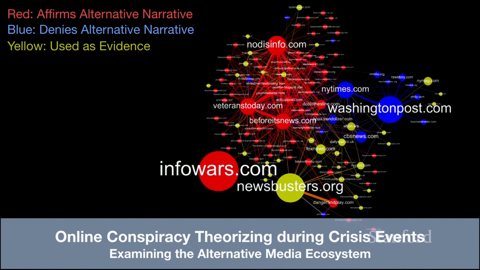And the sites in yellow were actually brought into the conversation by people citing their articles as evidence for their conspiracy theory, though the sites in yellow in this case weren't specifically mentioning it. So they were part of the diet of a person who might be conspiracy theorizing, but not necessarily explicitly sharing a conspiracy theory in this case.